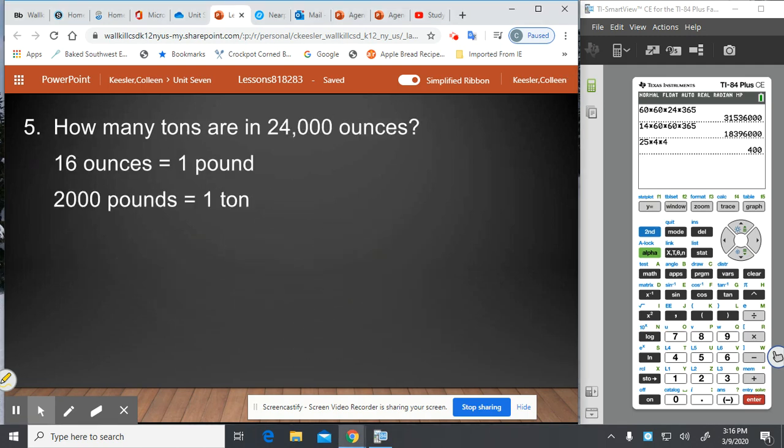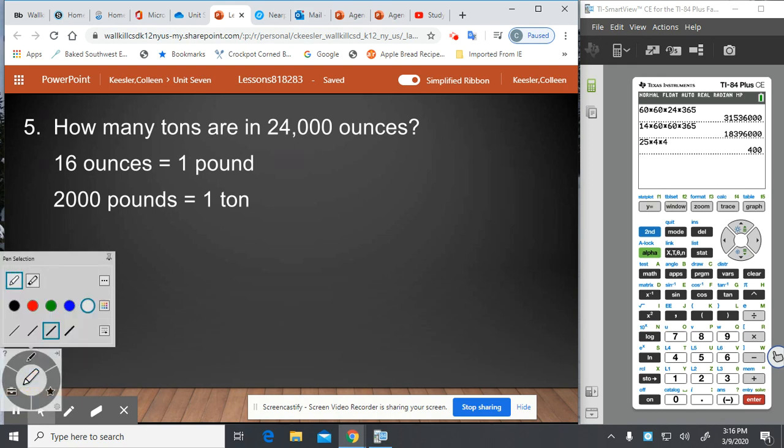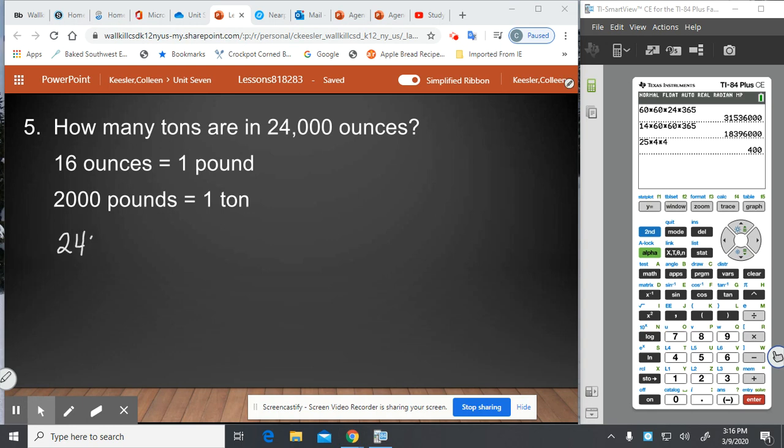Number 5, how many tons are there in 24,000 ounces? So now, again, we start with that 24,000 ounces. And OZ is the unit for ounces, and we're going to leave that over 1. And we want to make sure that ounces are going to cancel out. So 1 pound is equivalent to 16 ounces. And we want that to cancel out with pounds. So 1 ton is equivalent to 2,000 pounds.